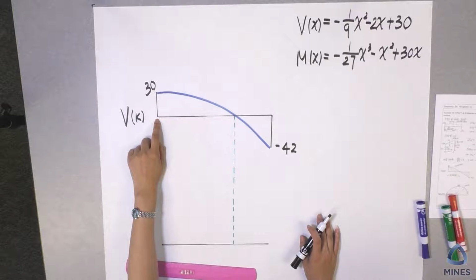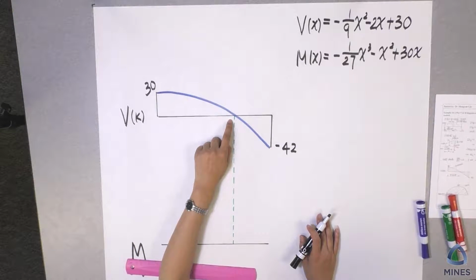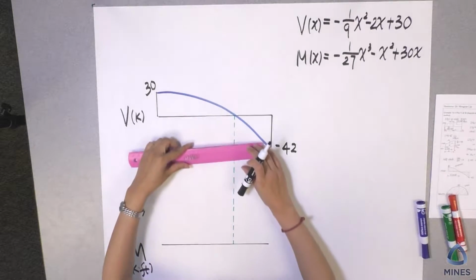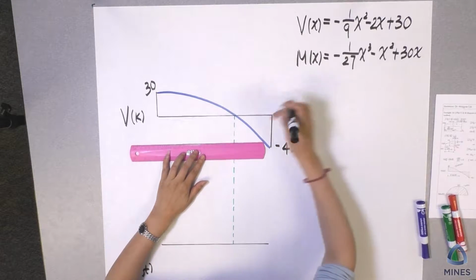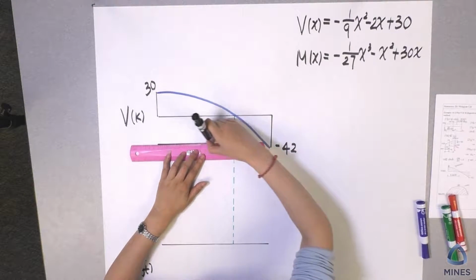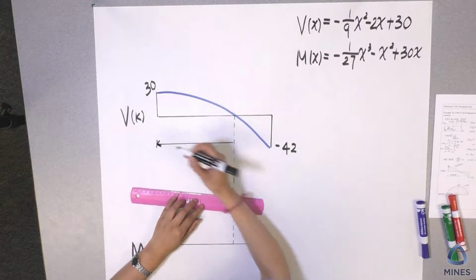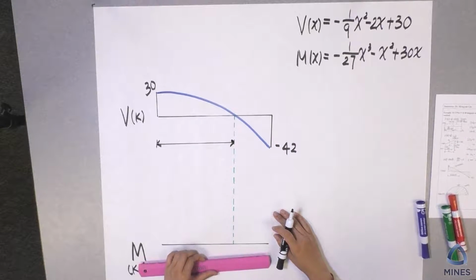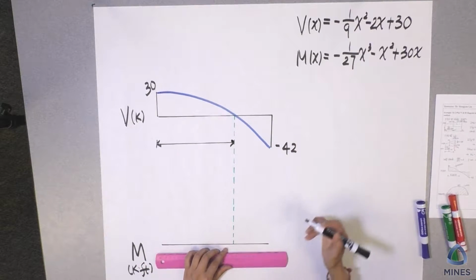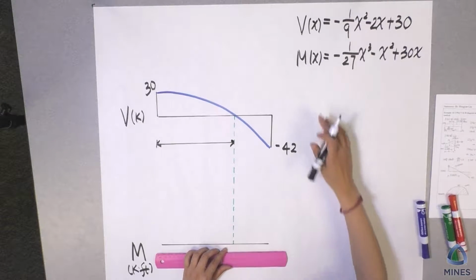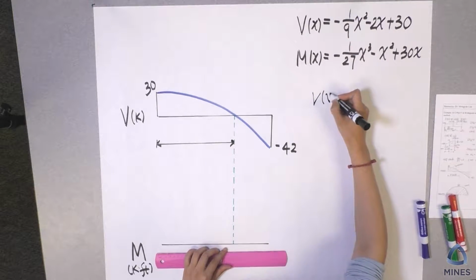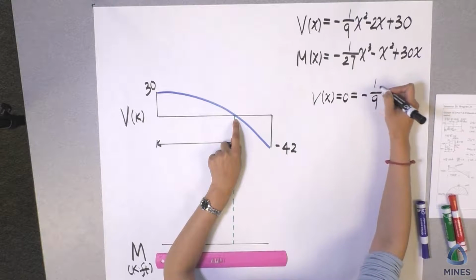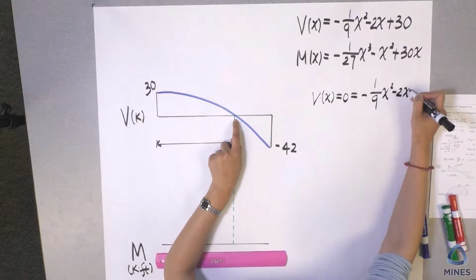So now let's take a look. Do you know what is the distance from here to the 0 location? No, we don't. So how are we going to figure out exactly this distance, so that we can plug it into the moment function to find exactly what the maximum value on the moment diagram is? We have to find it first, and this is how. Remember, we had the shear function equal to 0.